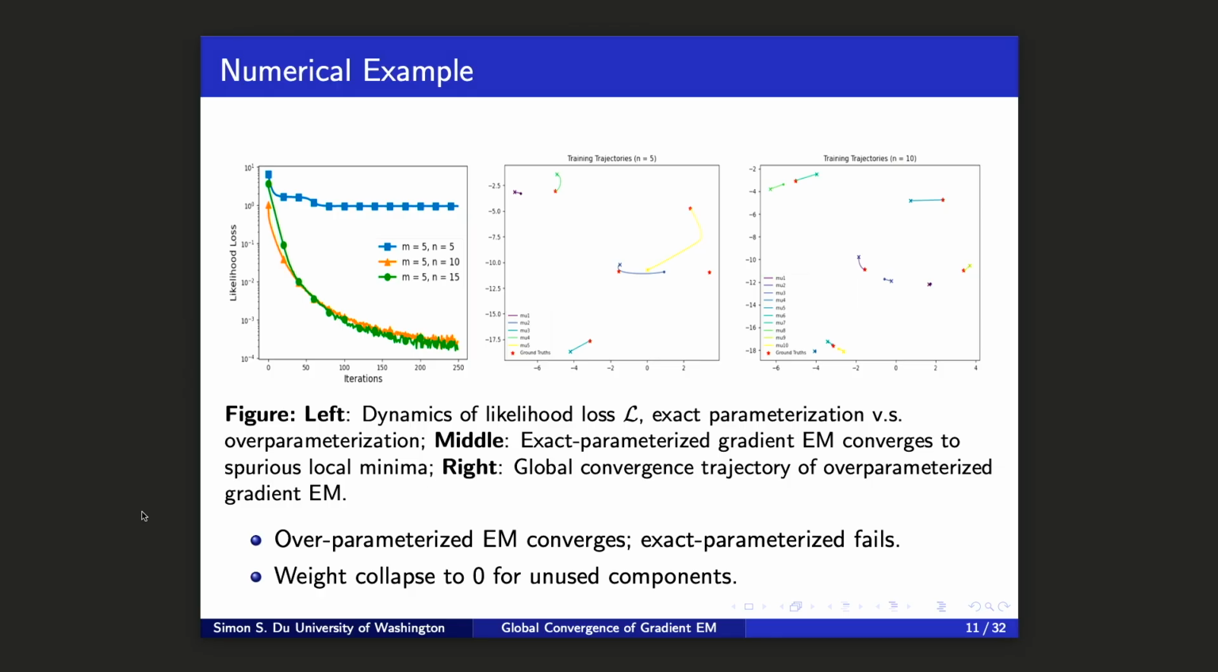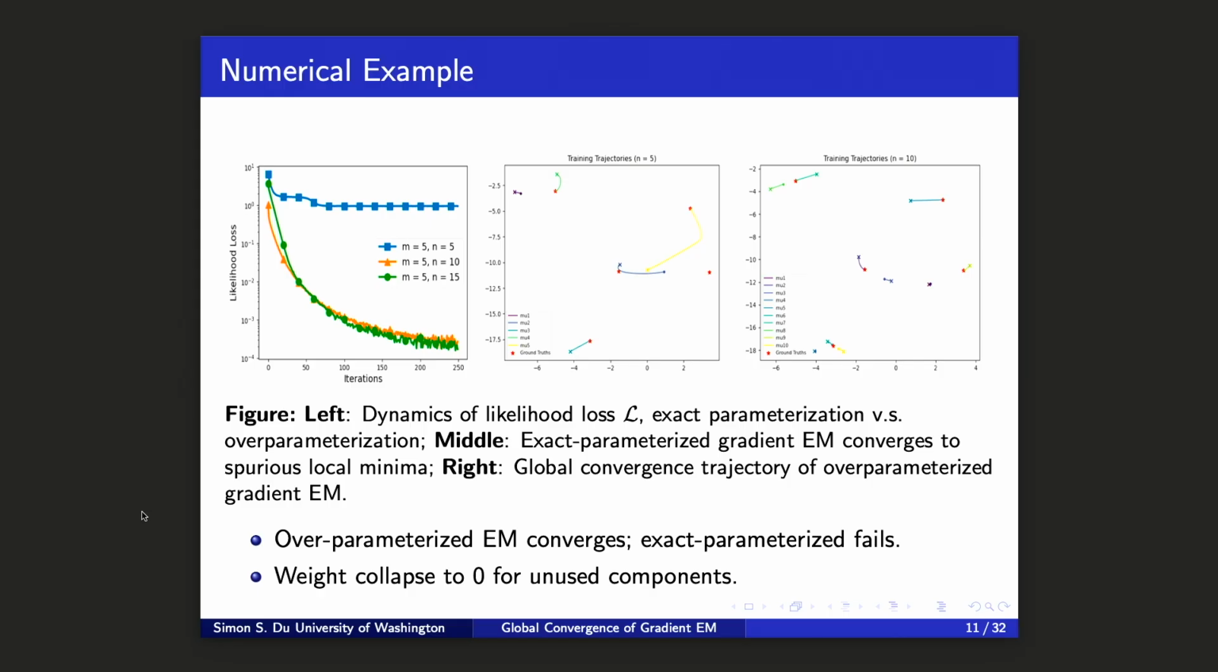To correspond to this orange and the green curve, they keep decreasing, and they will converge to the global minimum eventually. Okay, so that's a loss, and you can see here this is not a linear convergence; it's actually a sublinear convergence as well. Okay, so now let's look at the middle figure. This is the exact parameterization case.